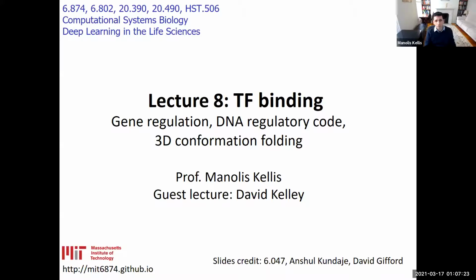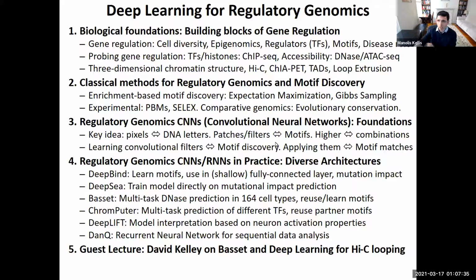We're going to be talking about the TF binding. So we're continuing on the realm of gene regulation and the DNA regulatory code. And we're also going to be looking at 3D conformational folding. So I'm going to recap briefly the biological foundation from last time. Then I will also introduce three-dimensional chromatin structure. And I'll cover briefly the classical methods for regulatory genomics and motif discovery.